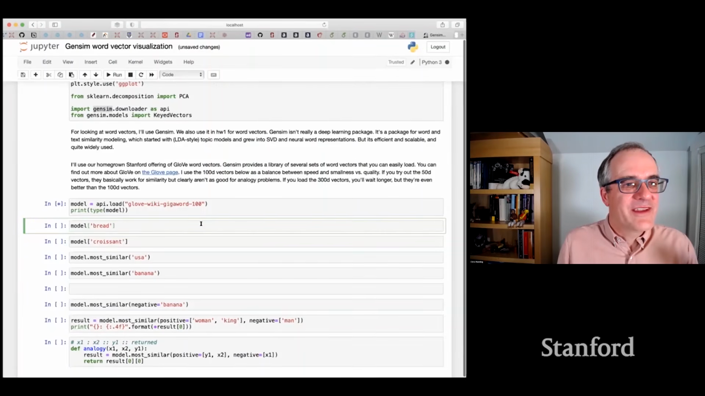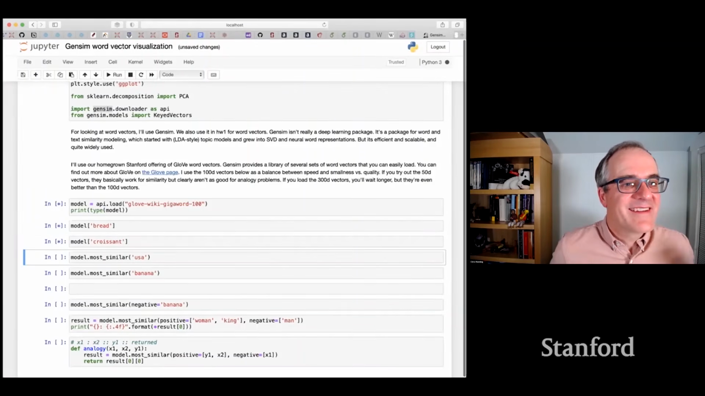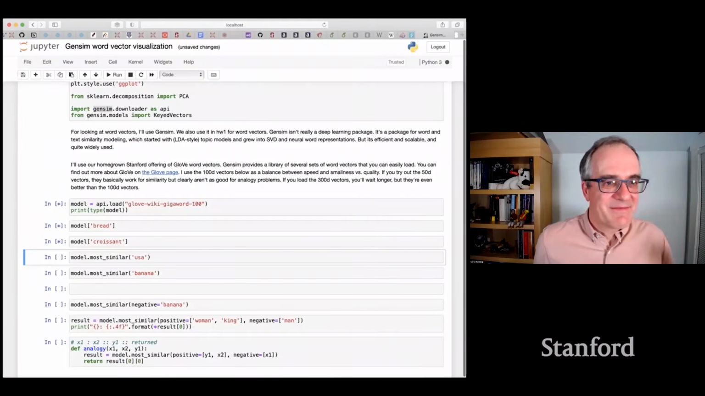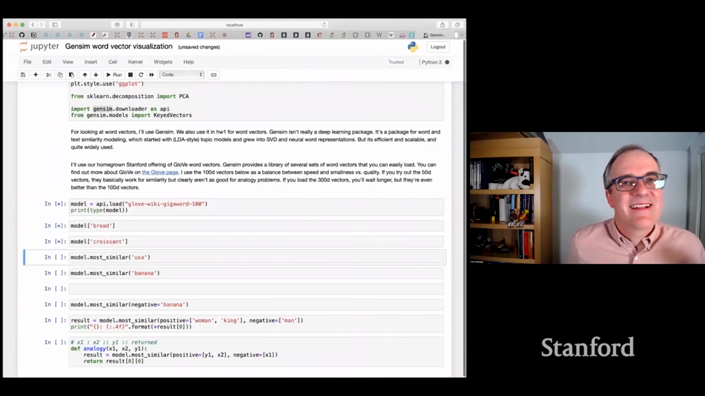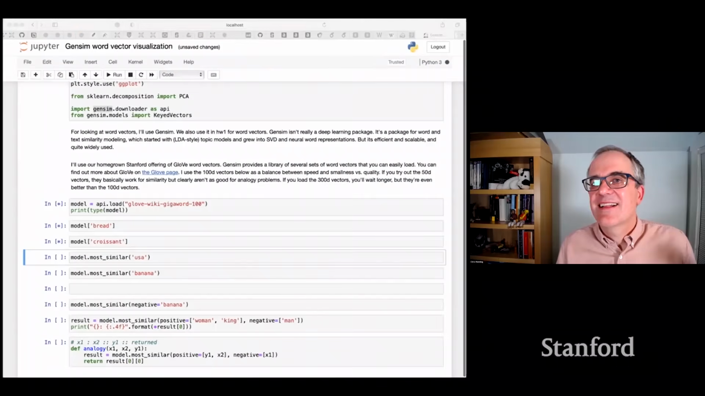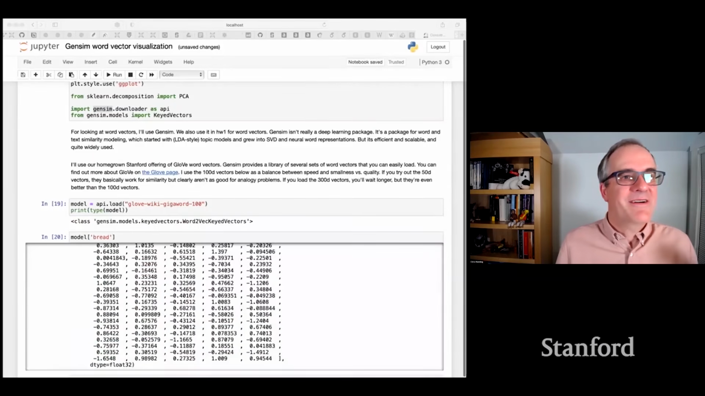I do this model of bread and croissant. What I've just got here is word vectors. I just wanted to show you that there are word vectors. Well, maybe I should have loaded those word vectors in advance. Let's see. Oh, okay, well, I'm in business.